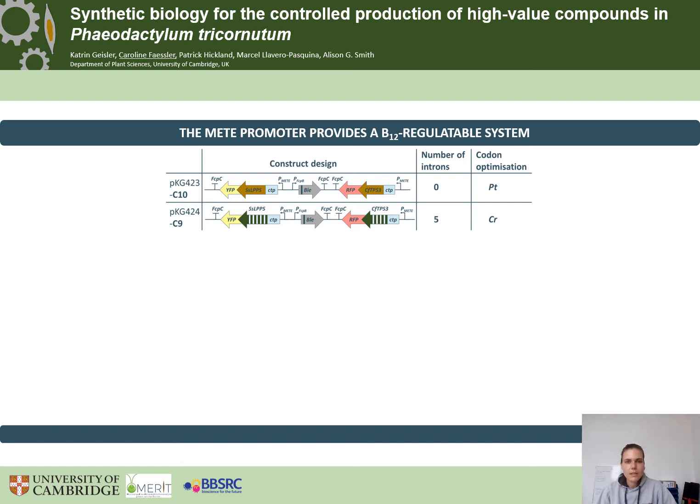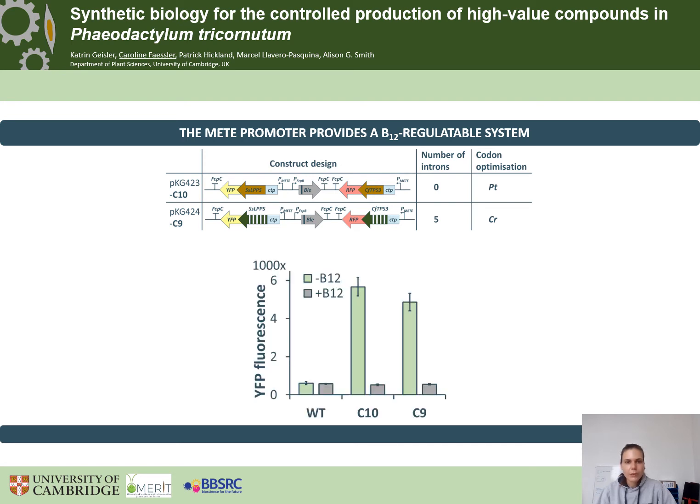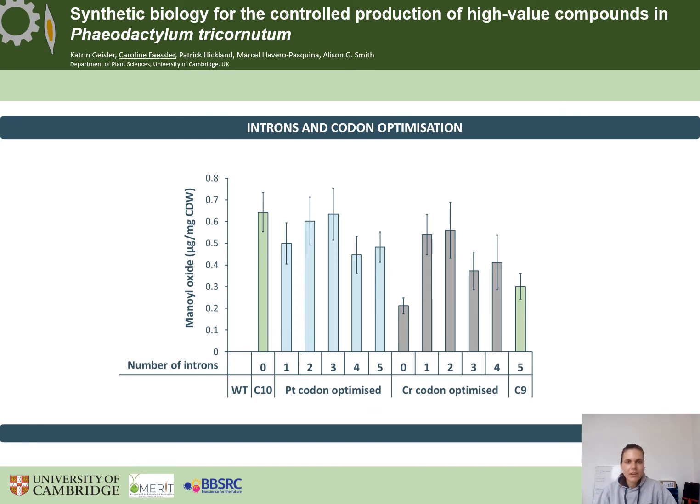Both diterpene synthases are under the control of the MET-E promoter, which acts as an off switch. In the second figure, we can see that YFP fluorescence is switched off upon B12 supplementation. Having established strains that reliably produce mannose oxide, we next aim to increase mannose oxide production.